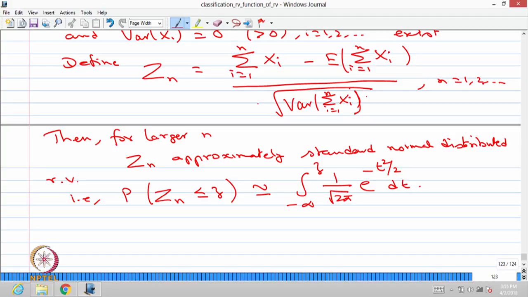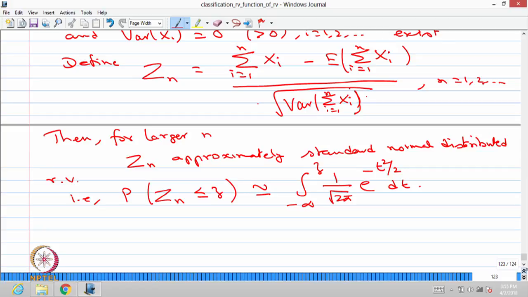That means when we say Zn is approximately a standard normal distributed random variable, indirectly what we are saying is that the sum of n random variables is approximately a normal distributed random variable with mean equal to the expectation of that sum and variance equal to the variance of the sum of random variables, for larger n. That is the meaning of Zn being approximately a standard normal distributed random variable.